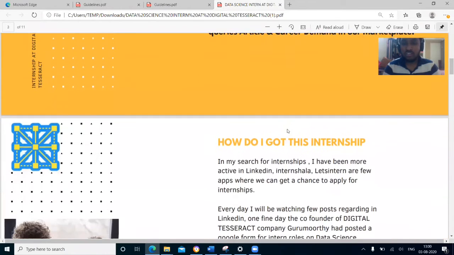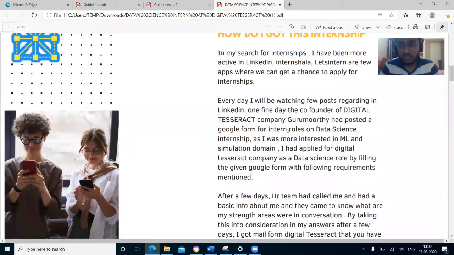So how did I get this internship? In my search for internships, I was very active on LinkedIn, Internshala, and Let's Intern, a few apps where you get the chance to apply for internships. Every day I would watch a few internship offers on LinkedIn. One fine day, the Digital Tesseract CEO and co-founder Gurumurthy posted a Google form regarding the data science intern role. I was interested in the machine learning and data science field, so I applied for the data science content writer role.